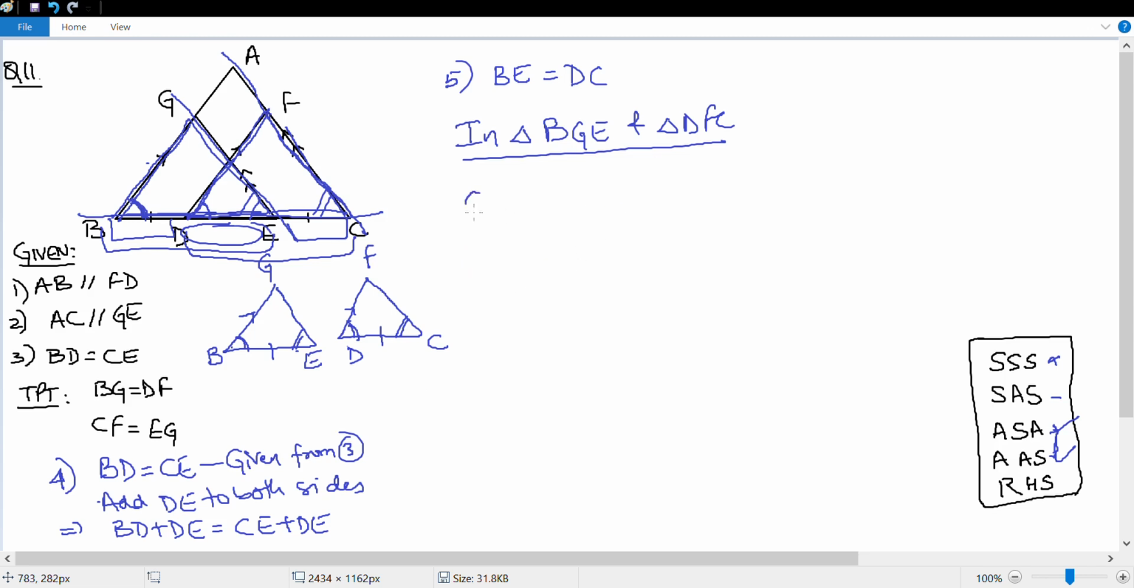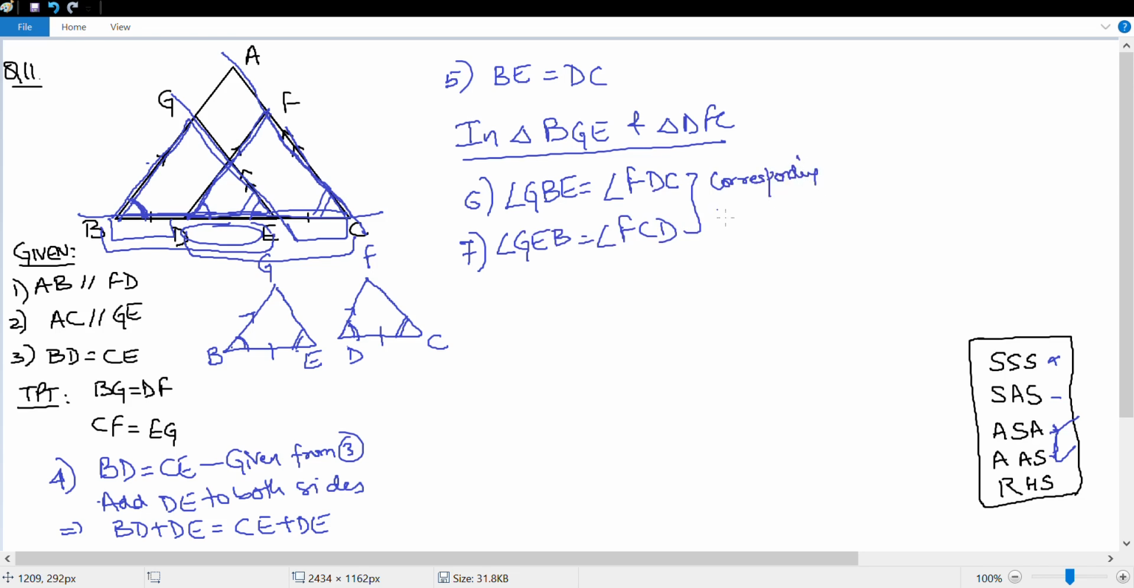So let's start writing. Number 6 would be angle GBE. Like I said, always a good habit to write angle in 3 letters is equal to FDC. We'll write the reason later. And angle GEB is equal to angle FCD. Now these are corresponding angles are equal. So this is the reason for both of them. These are corresponding angles. And number 8 is BE is equal to DC. This is from 5.